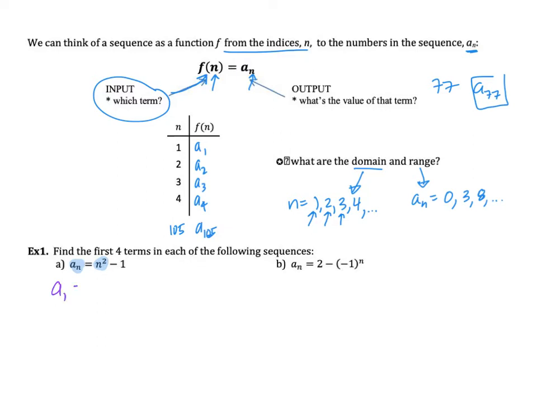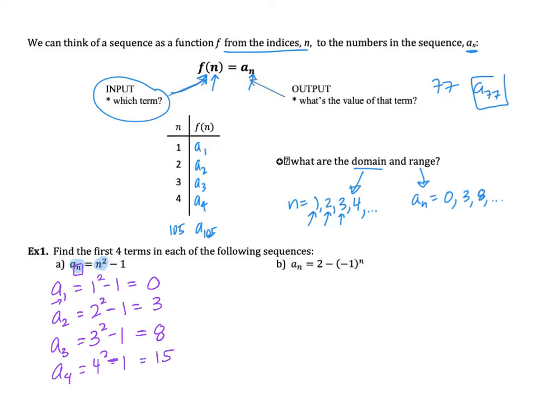So the first term would be a sub 1. That means we're plugging in a 1 for n. So we would get 1 squared minus 1. 1 minus 1 is 0. Find a sub 2. We're plugging in a 2 for n. So we get 2 squared minus 1. We get 3. A sub 3. 3 squared minus 1. And a sub 4.